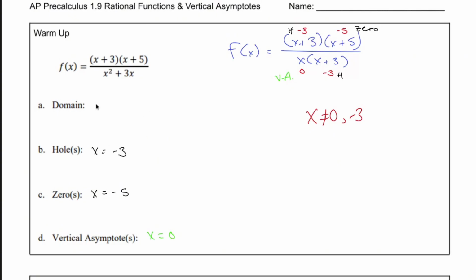We're going to write it out as everything from negative infinity all the way up until -3, but not including -3, union, from -3 to 0, union, and from 0 on to forever. Okay, that's our domain, and that's our hole, and that's our zero, and that's our vertical asymptote.